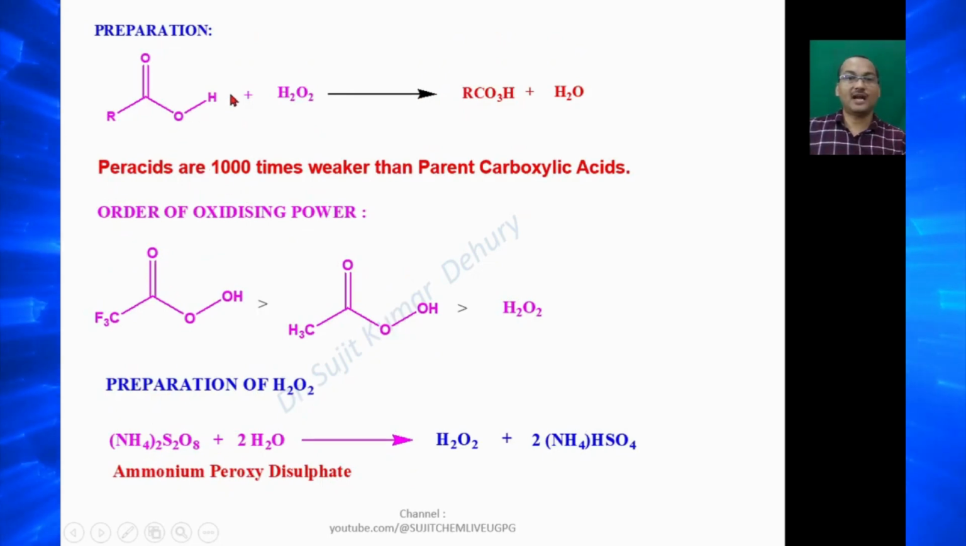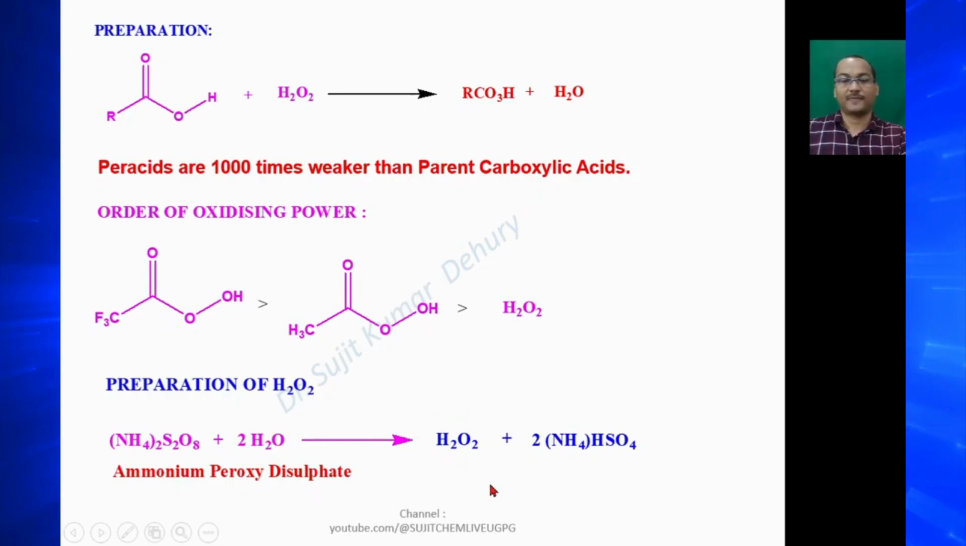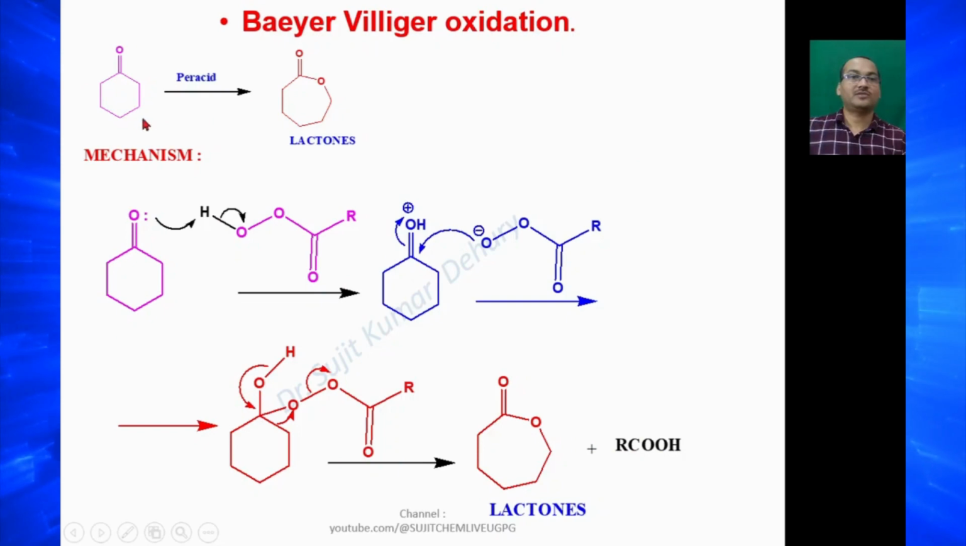Now the question arises how to prepare this peracid. You have to start with the carboxylic acid and react that with hydrogen peroxide, giving rise to RCO3H plus water. These peracids are 1000 times weaker than the parent carboxylic acids. And the oxidizing power of these peracids follows this order: CF3CO3H greater than CH3CO3H greater than hydrogen peroxide. And how to prepare this hydrogen peroxide? You have to start with ammonium peroxydisulfate and react that with water, giving rise to hydrogen peroxide. So if you start with cyclohexanone and add peracid, you will get lactone.